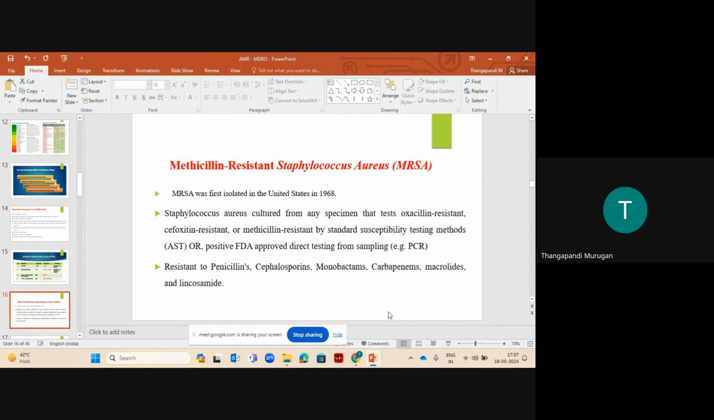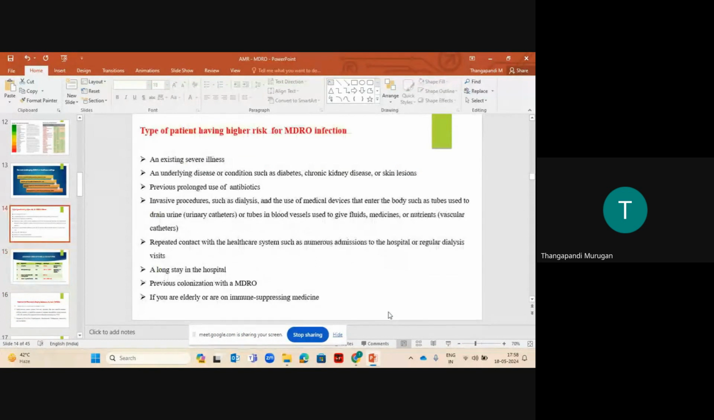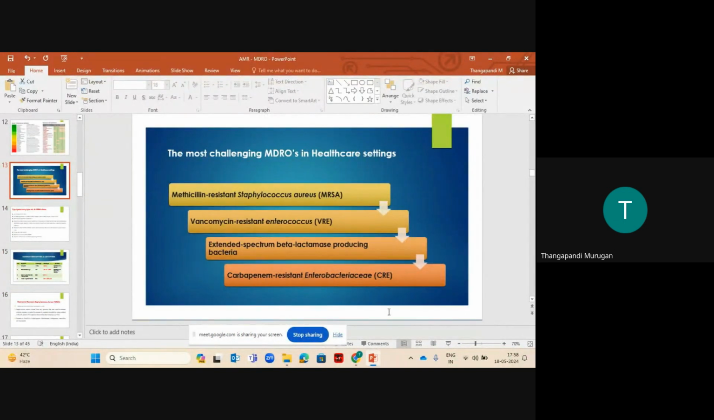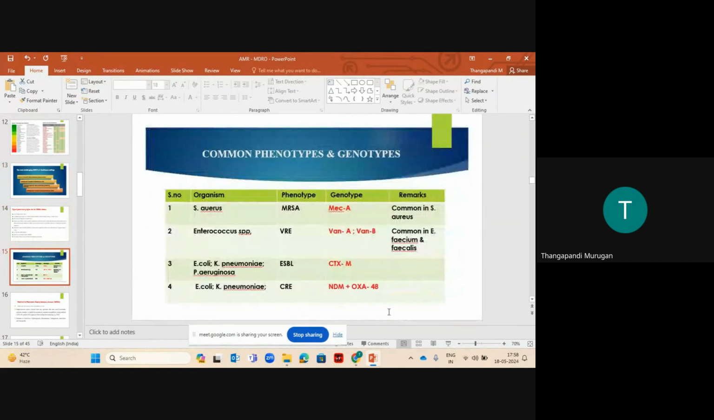And we will be discussing every organism I have explained here, the 4 major drug resistant MDROs, which are what healthcare persons face day to day. As an antimicrobial stewardship clinical pharmacologist, I am also facing the same.